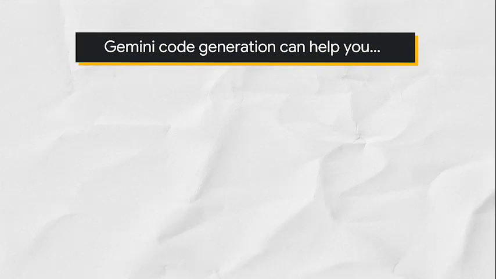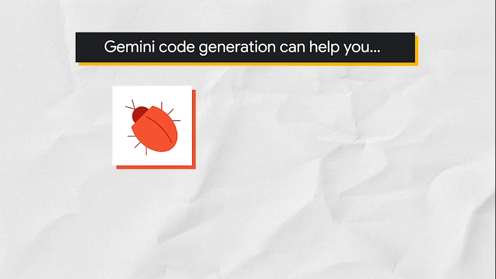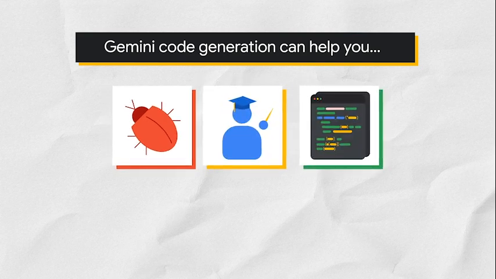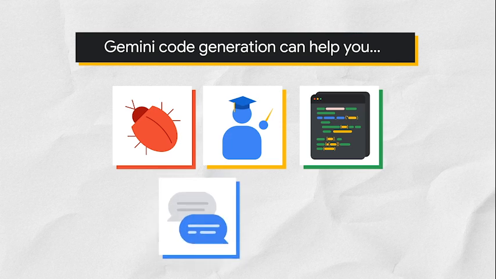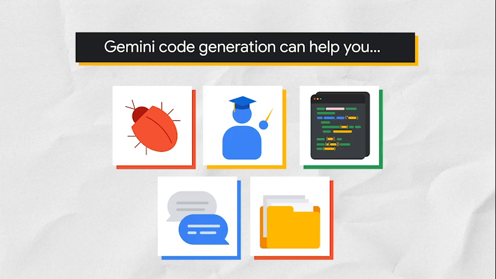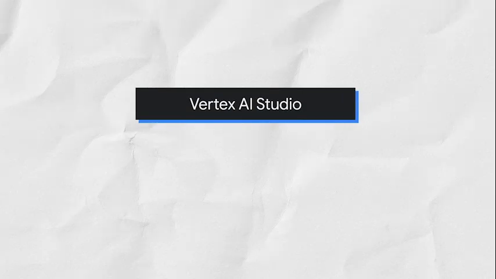So to summarize, Gemini code generation can help you debug your lines of source code, explain your code to you line by line, craft SQL queries for your database, translate code from one language to another, and generate documentation and tutorials for source code. I'm going to tell you about 3 other ways Google Cloud can help you get more out of generative AI. The first is Vertex AI Studio.